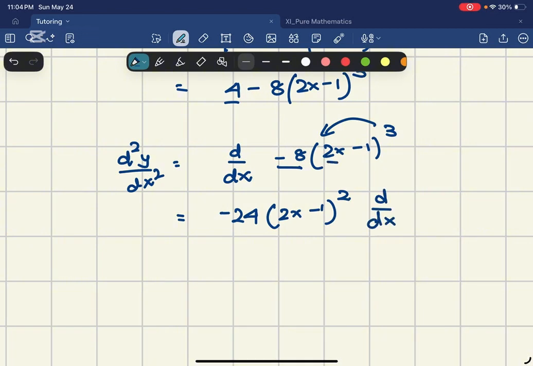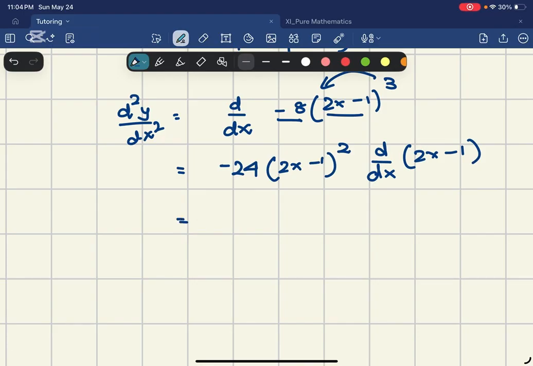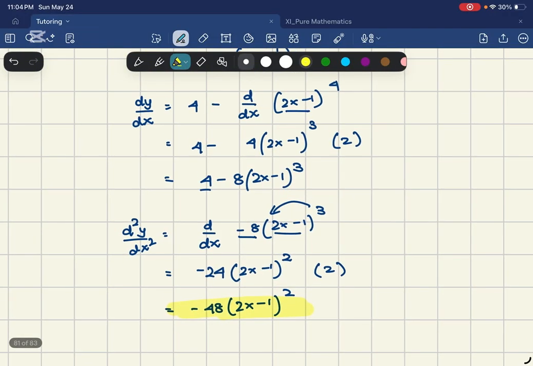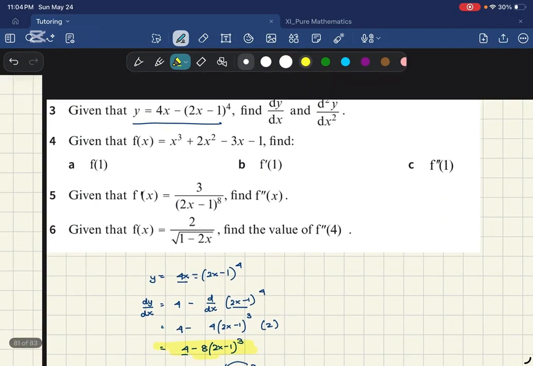But there is an inside function, 2x minus 1, so now you need to differentiate it again. And when you differentiate this, you're going to get 2. And your final answer is going to be negative 48, 2x minus 1 squared. And that is d squared y by dx squared. And we are done with question 3.